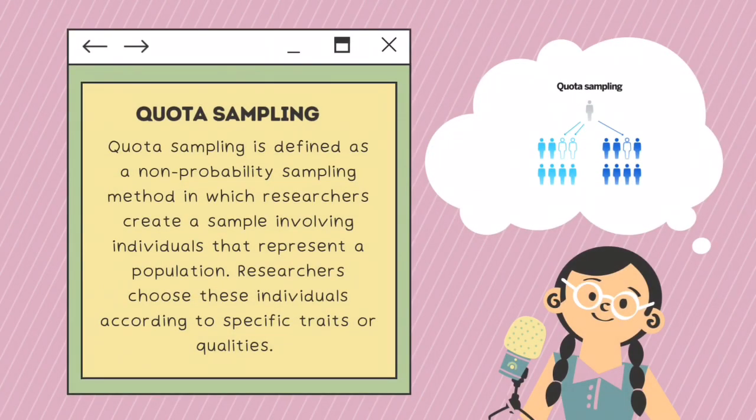Quota sampling. Quota sampling is defined as a non-probability sampling method in which researchers create a sample involving individuals that represent a population. Researchers choose these individuals according to specific traits or qualities, for example, age or gender. Depending on the type of research, the researcher can apply quotas based on the sampling frame. It is not necessary for the researcher to equally divide the target number of the sample. He or she divides the quotas as per his or her need.